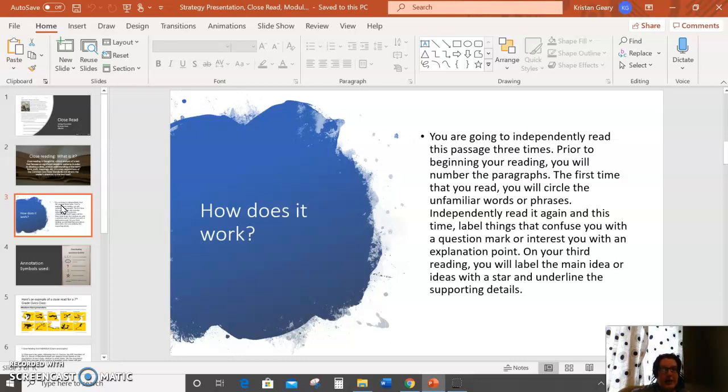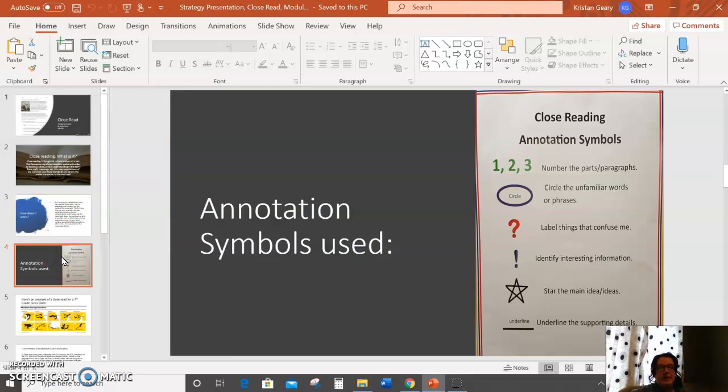Prior to beginning your reading, you will number the paragraphs. The first time that you read, you will circle the unfamiliar words or phrases. Independently read it again, and this time, label things that confuse you with a question mark or interest you with an exclamation point. On your third reading, you will label the main idea or ideas with a star and underline the supporting details. This is what the annotation symbols look like for the close read, at least where I live.